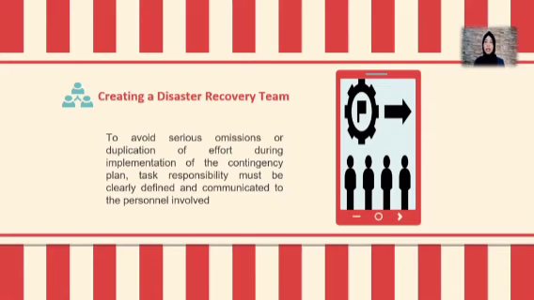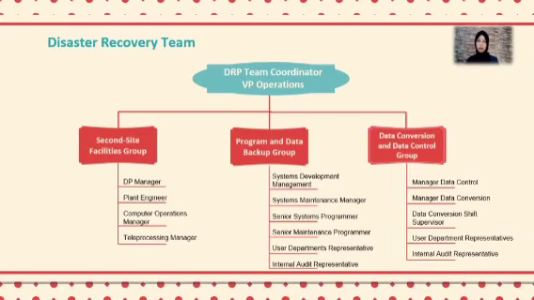Next, creating a disaster recovery team. Recovering from a disaster depends on timely corrective action. Delays in performing essential tasks prolongs the recovery period and diminishes the prospects for a successful recovery. So, to avoid serious omissions or duplication of effort during implementation of the contingency plan, task responsibility must be clearly defined and communicated to the personnel involved.